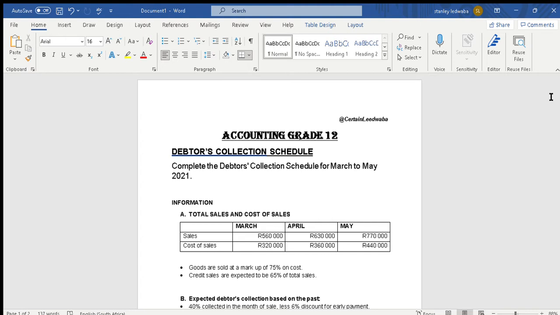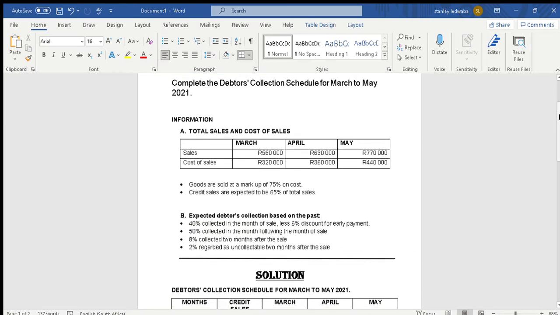All right, let's start. As you can see, I have this information adapted from the question paper of the final examination 2020. I'm going to go through this information quickly and then we'll start. Complete the debtors collection schedule for March to May 2021. This information is adapted from the November 2020 question paper. If you can download it, it's question 3.